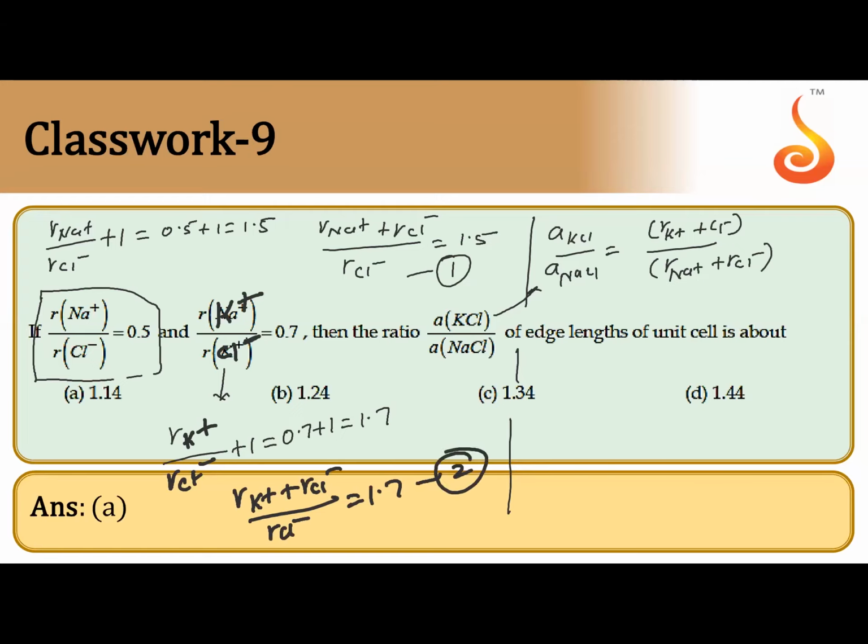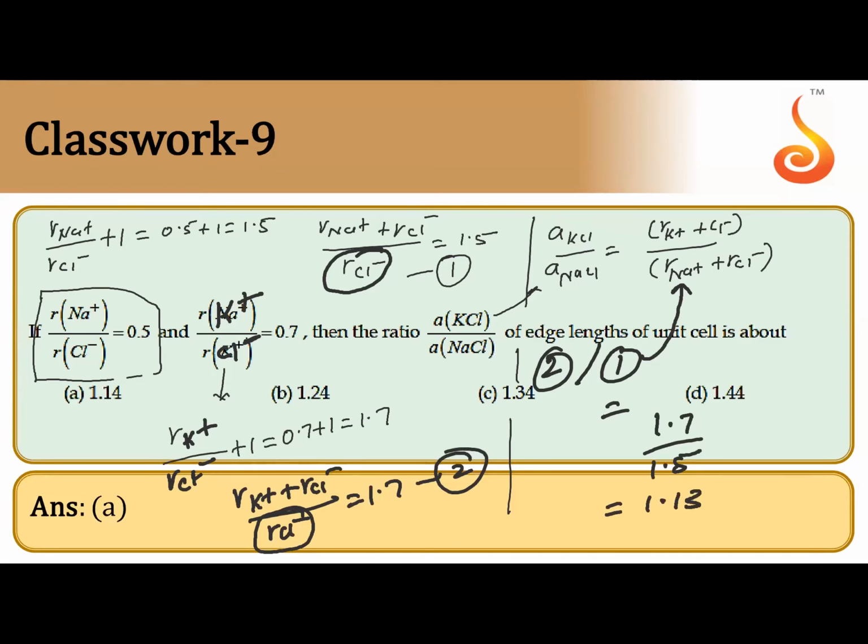Now, you divide equation 2 by equation 1. If you do it, you will get this value. So, Cl minus will be cancelled in the denominator. Therefore, you will get 1.7 divided by 1.5. If you divide it, you will approximately get 1.13. So the nearest answer is 1.14. Okay. So there is a clear error identified in this question. Please change the question here.